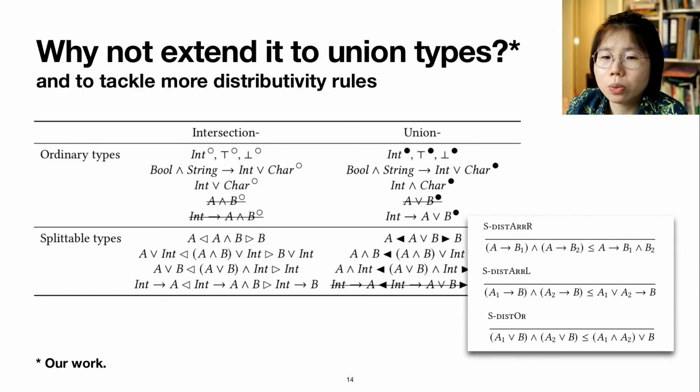And in this paper, we extend the idea of splittable types to union types. Previously, there were ordinary types and splittable types defined according to intersection types. Now we also have union ordinary types and union splittable types. We define them based on these three distributivity rules. And similarly, once we have done this, we generalize the algorithmic subtyping formulation on intersection and union types by using the corresponding splittable types to replace the intersection and the union types.